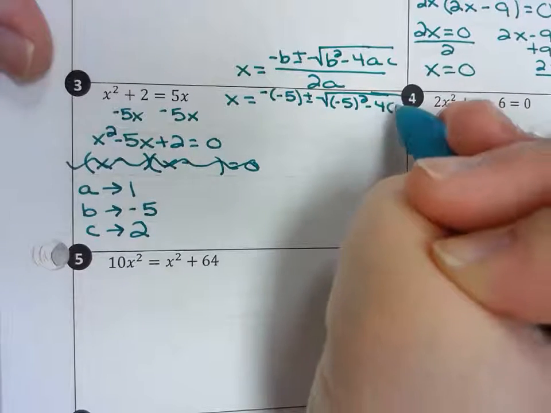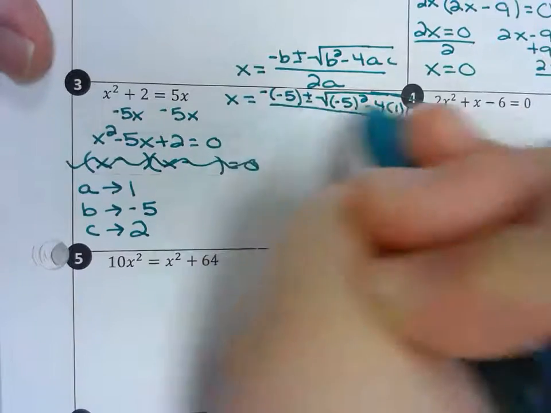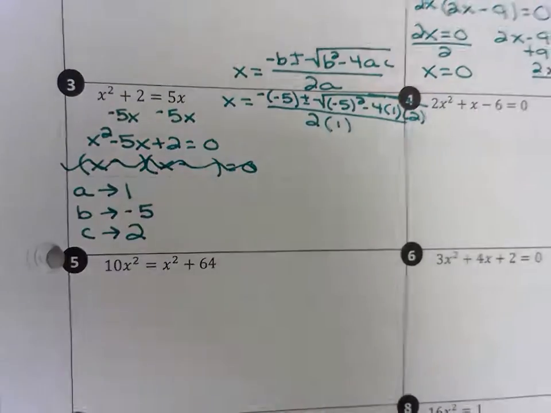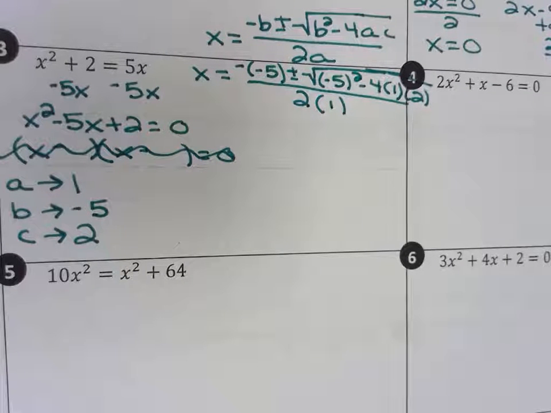What's my c value? All over 2 times a, or 2 times 1. So plug it in like this, just like we did in practice yesterday. The only thing we're doing different today is you have to choose between factoring and quadratic formula. Now start in the top left.